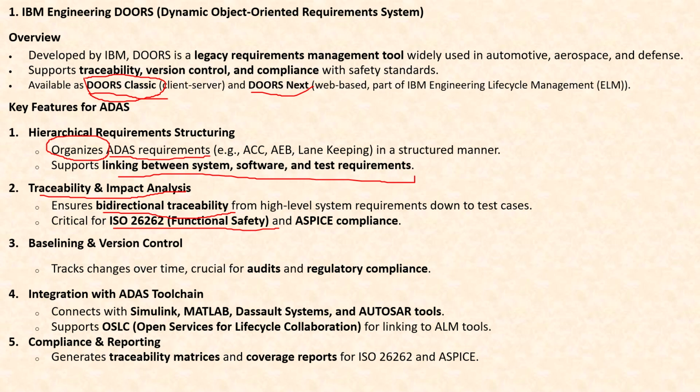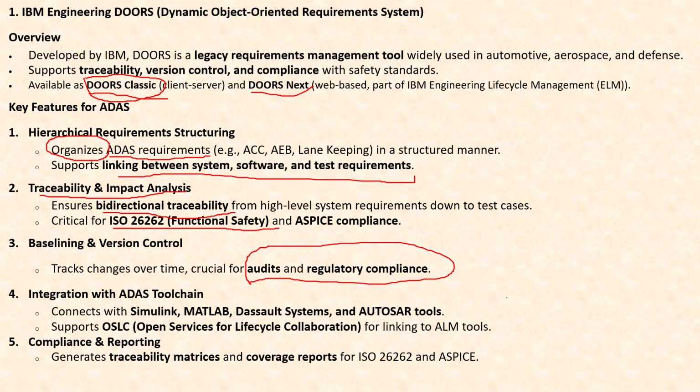Baselining and version control track changes over time, crucial for audits and regulatory compliance. Now all of you definitely know, whether you are working in strictly IC engine or strictly chassis, every component in an automobile has its own regulatory compliance. For example, if you are working in IC engine, it has its own emission compliance. Likewise, even ADAS has its own regulatory compliance, and it must be met. And those requirements are clearly accumulated with the help of this Doors tool.